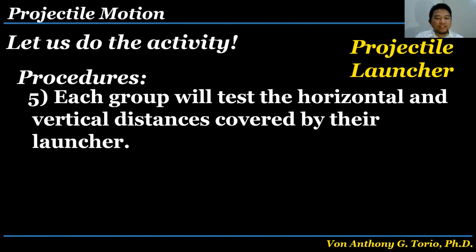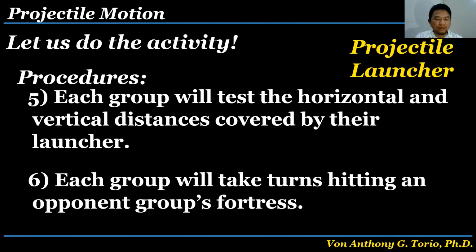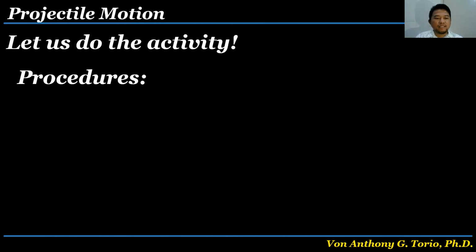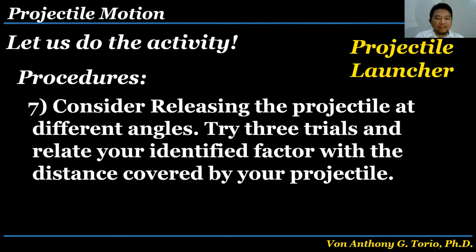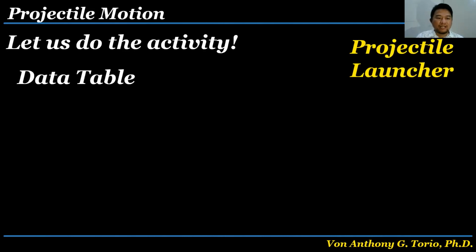And item 5, each group will test the horizontal and vertical distances covered by their launcher. Each group will take turns hitting an opponent group's fortress. And item 7, consider releasing the projectile at different angles. And each release, there should be 3 trials for the students to be able to consider the factors or identify factors that could affect the distance covered by the projectile.